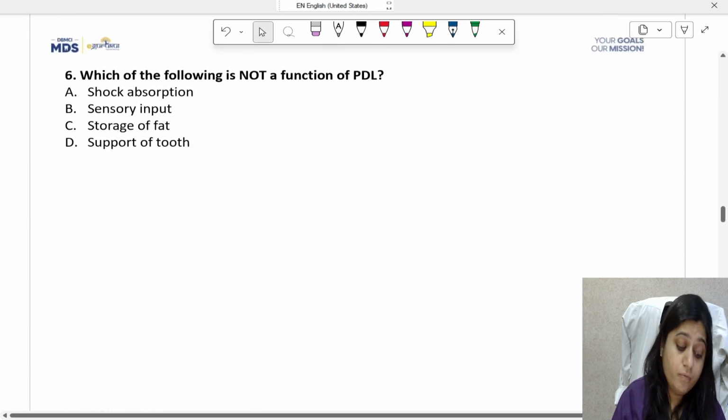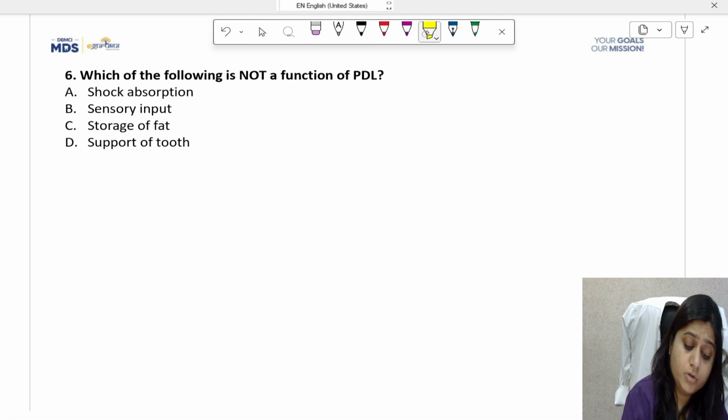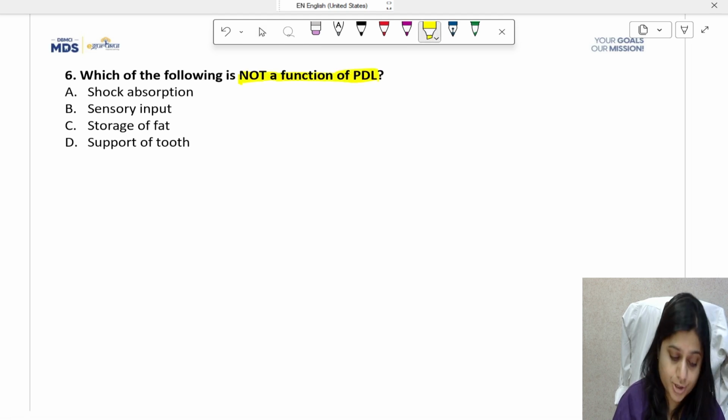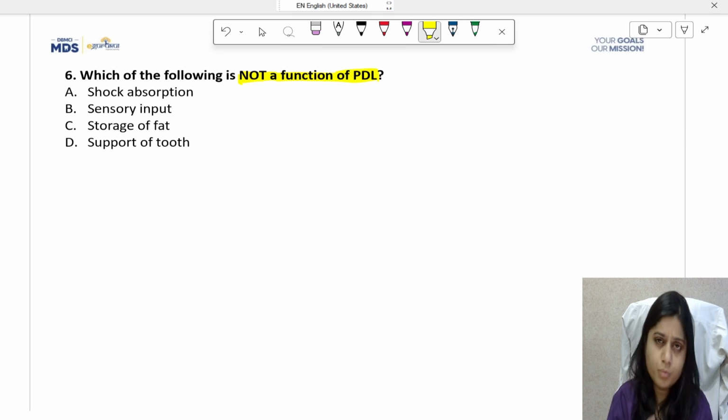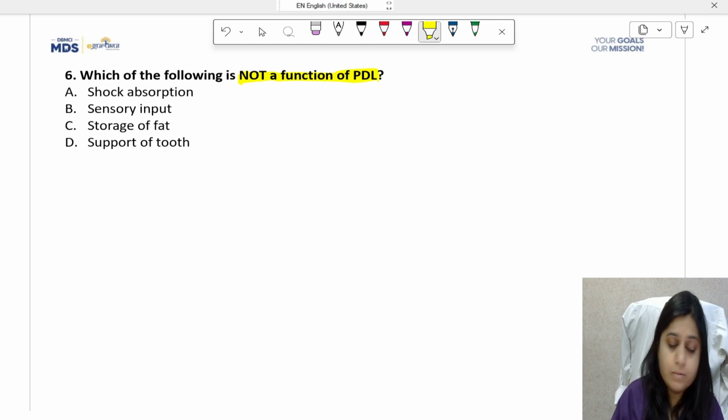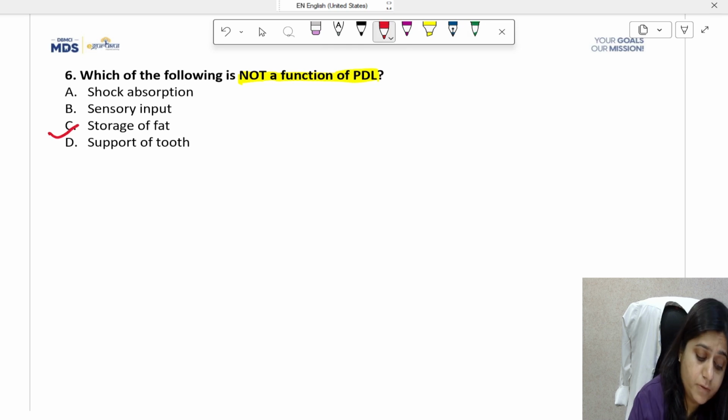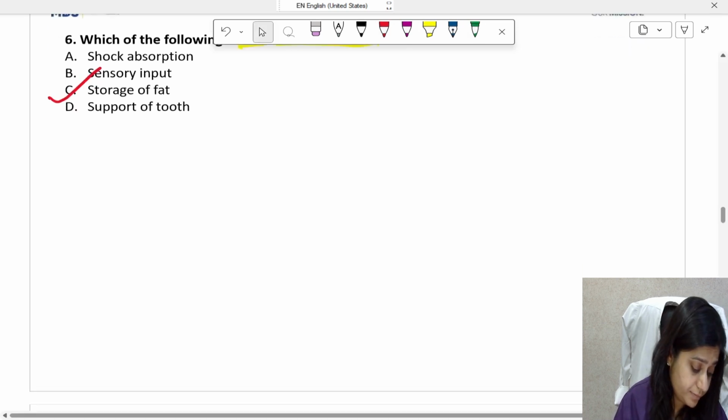Now the next question. Which of the following is not a function of PDL? Option A is shock absorption, option B is sensory input, option C is storage of fat, and option D is supporting the tooth. Shock absorption is a function. Sensory input is a function, as it has sensory fibers. Supporting the tooth is a function. So the answer to this question is option C, which is storage of fat.